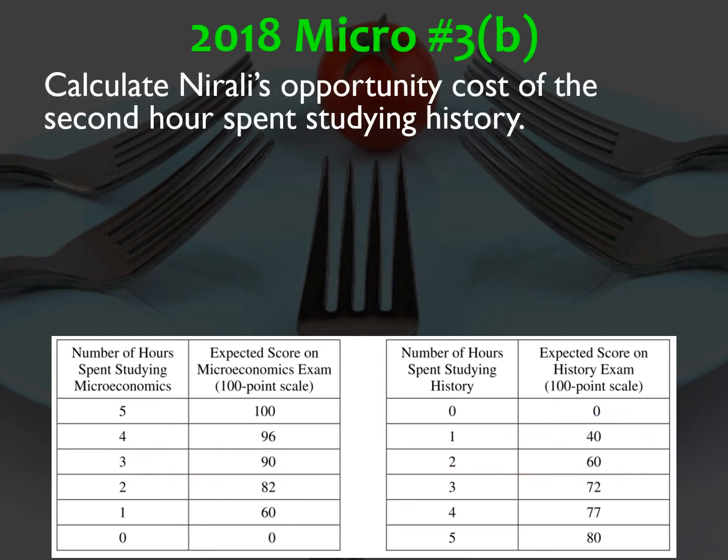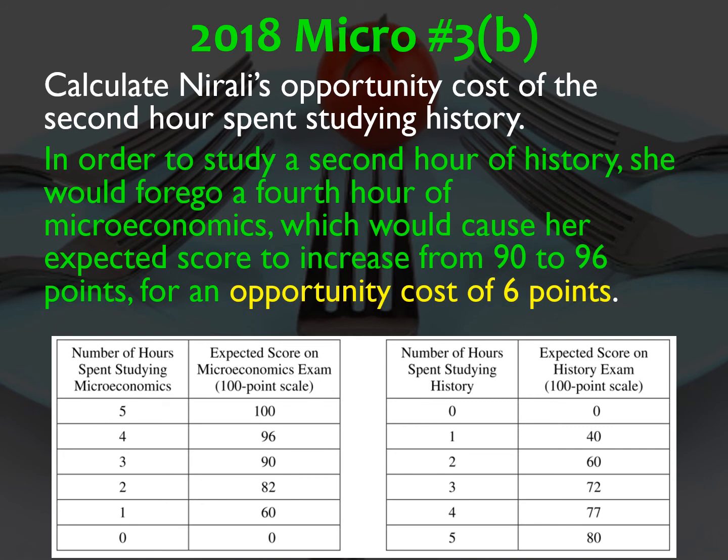B, calculate her opportunity cost of the second hour studying history. So if she studies history for a second hour, she would give up a 4th hour studying micro because remember she's studying 5 hours. If she doesn't study the second hour of history, she'd be studying 4 hours of micro. So basically you're looking at the difference of 96 to 90 points. So the opportunity cost to get that second hour of history studying is 6 points.